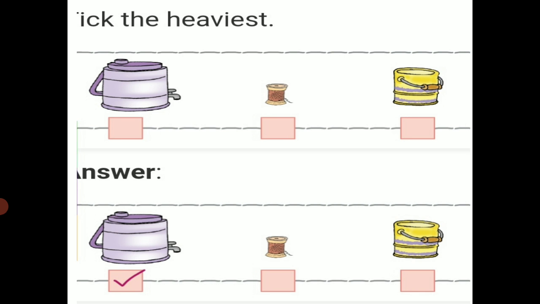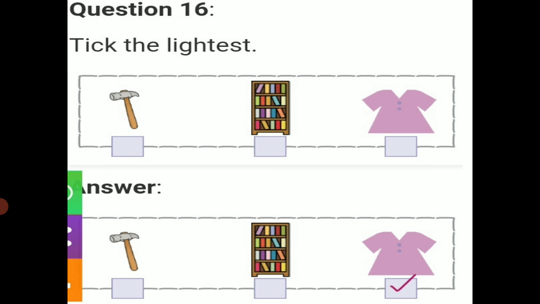Tick the heaviest. Now out of all these three you have to tick the heaviest. So the first one is heaviest, so tick mark on first. Now out of this tick the lightest. This hammer, almirah and one frog. So which is the lightest of all? Frog, so tick mark on frog.